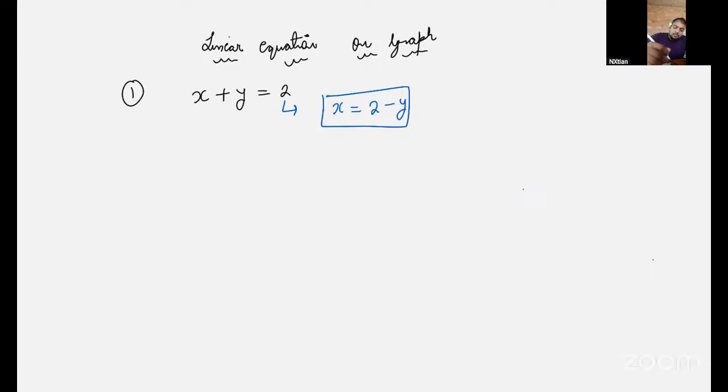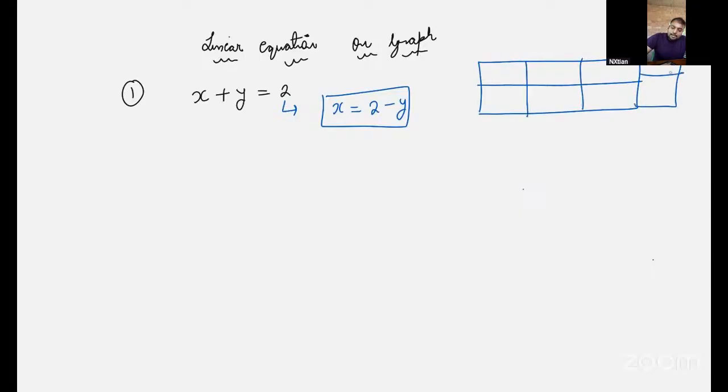Yes. Now you guys have to make a box like this. 1, 2, and then one more, 3. Write x, and then 1. Till here, any problem?